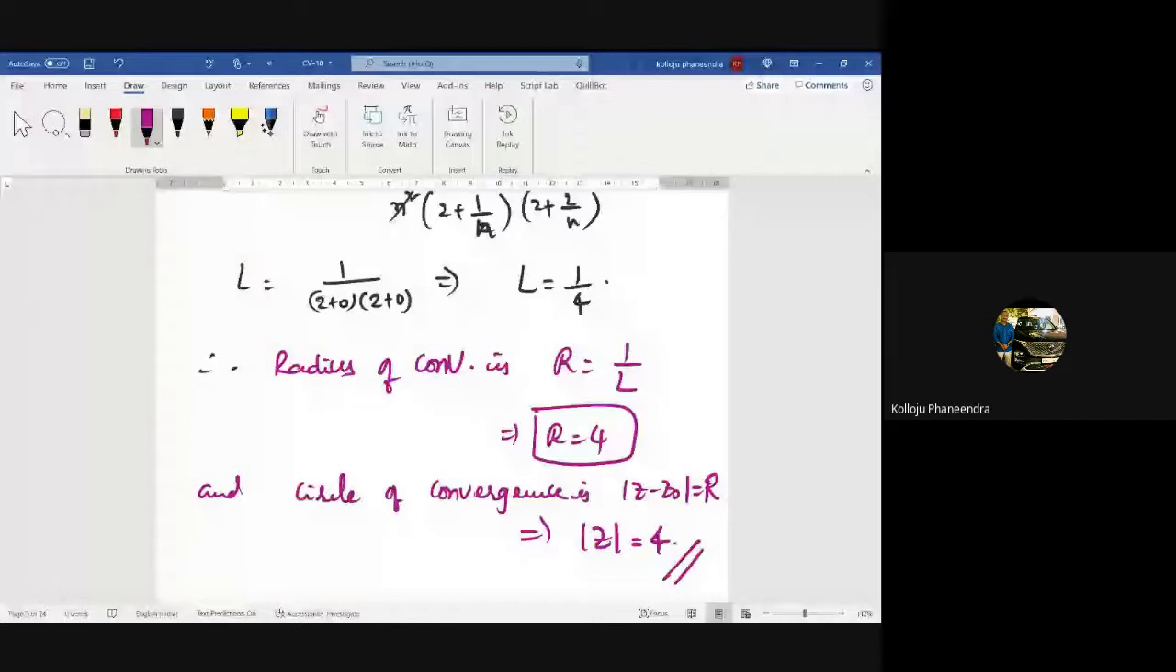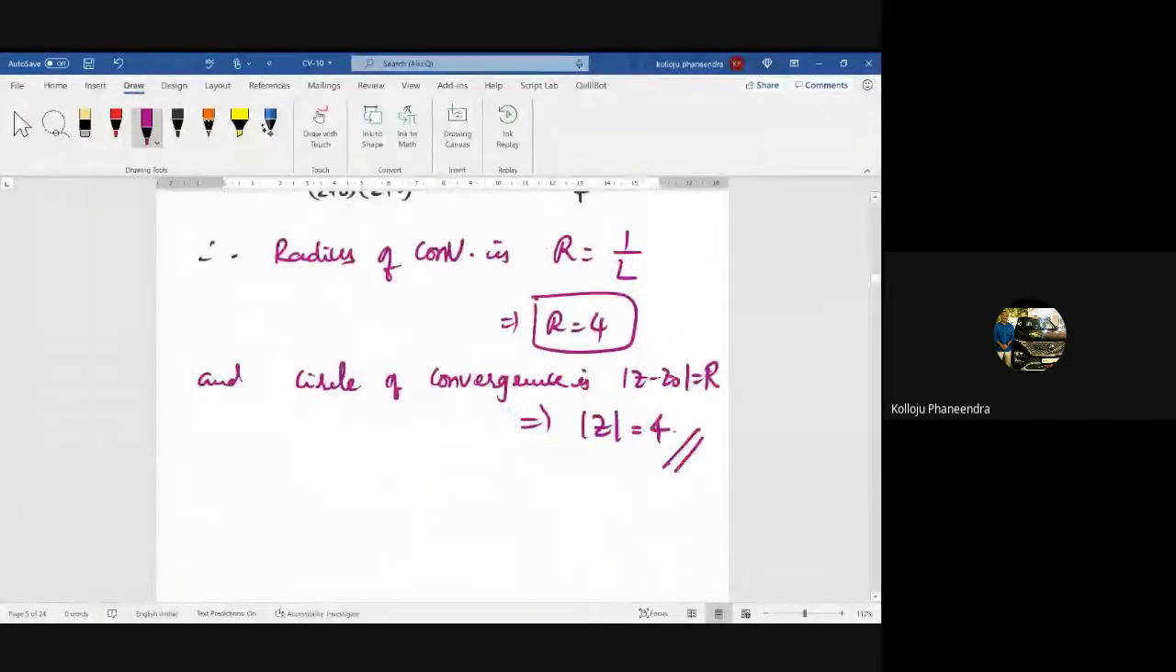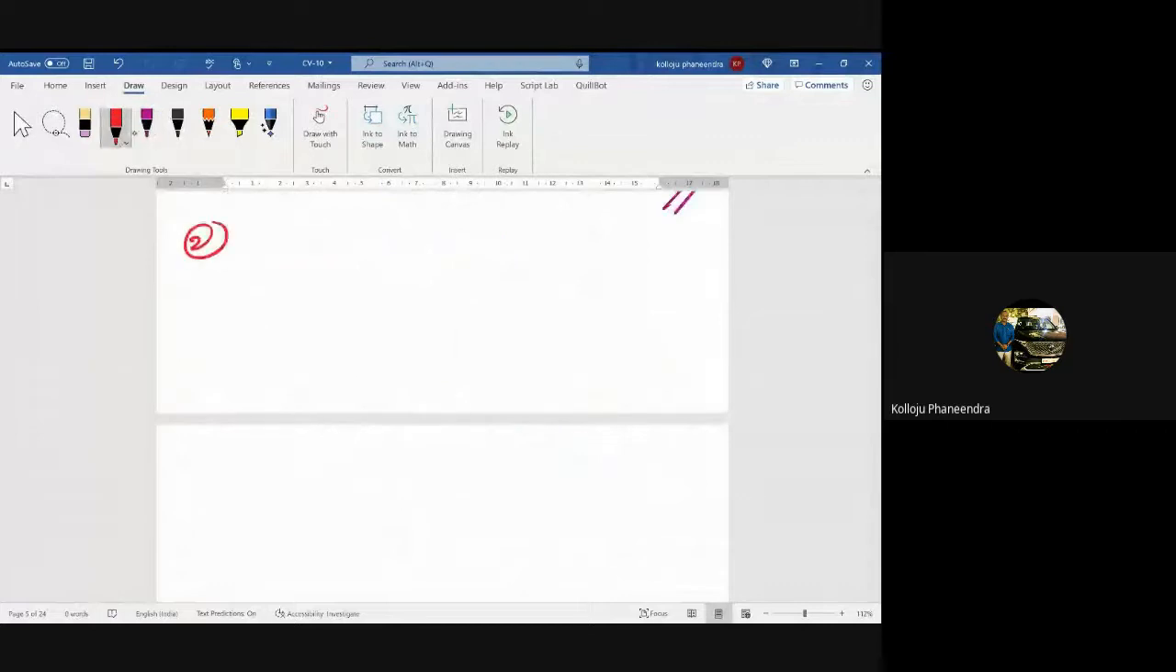Okay, this is one problem. Any doubts? Calculating radius of convergence. Next, second question. Summation n factorial by 2 power n into (z + 1 - i) whole to the power of n. Right? Now, let me compare this with our power series.